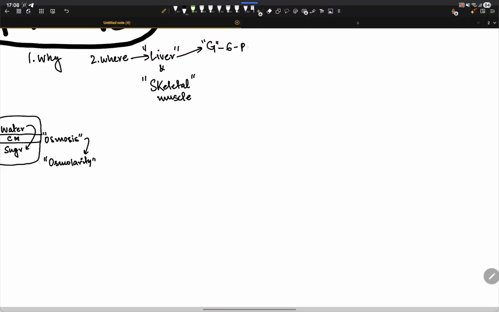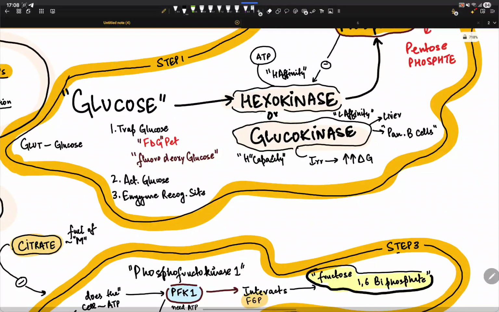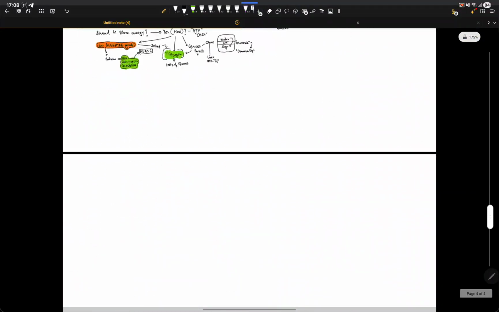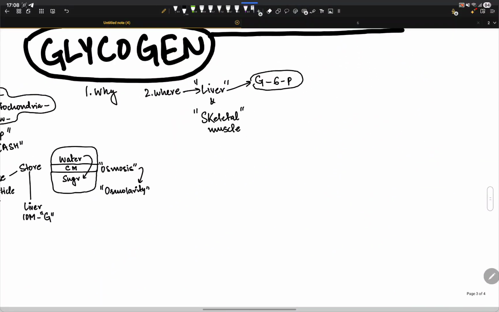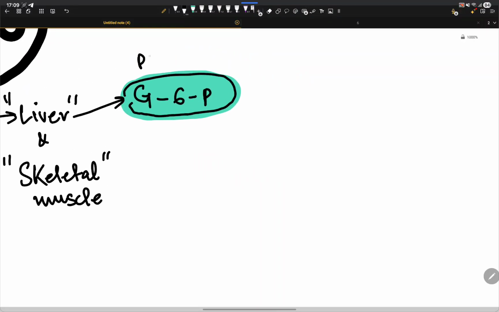Now, this enzyme removes that phosphate that was put by Mr. Hexokinase earlier in this video. This hexokinase and glucokinase put this phosphate on the glucose, right? And then when the glucose wants to get out, we use this enzyme called glucose 6 phosphatase. It's a tase, so phosphatase. It removes the phosphate group from the glucose, right?